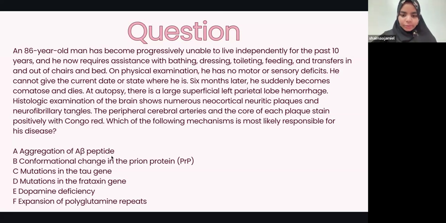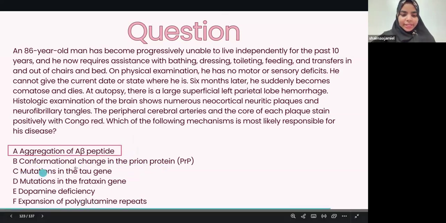So I see A, what does this patient have? Alzheimer's. Yes, so it is A. What is B, conformational change in the prion protein? C, yes, Creutzfeldt-Jakob, which will not present like this. Okay, mutations in the tau gene. Why is C wrong?